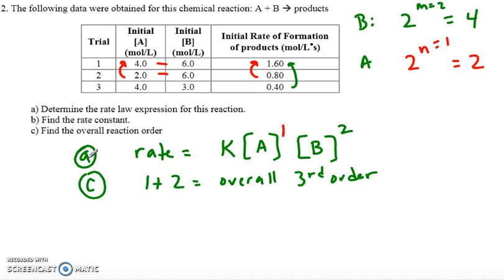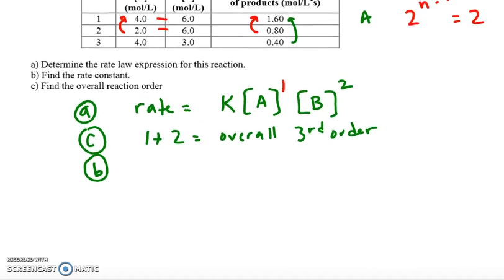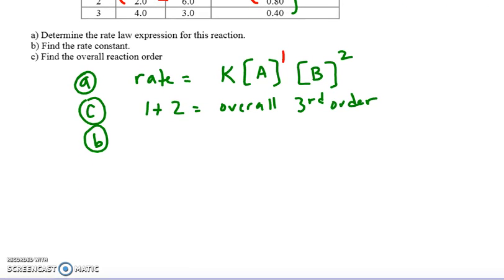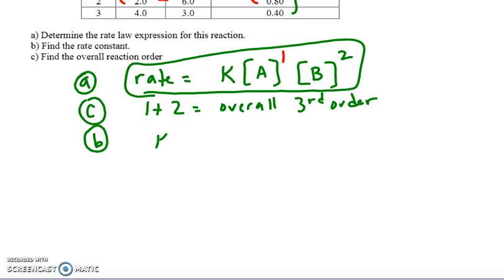Okay, well, let's go back to part B. Part B is a little bit trickier because we need to solve for the rate constant. So we're going to rearrange this rate law expression here. And if we rearrange that for the rate constant K, we're going to get the rate divided by the concentration of A to the first power times the concentration of B to the second power.